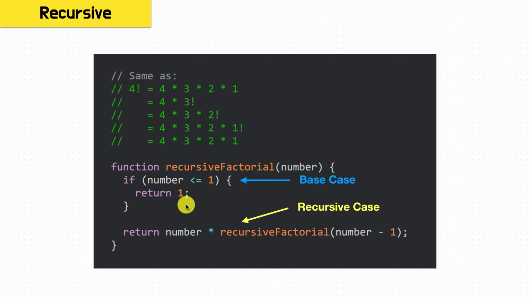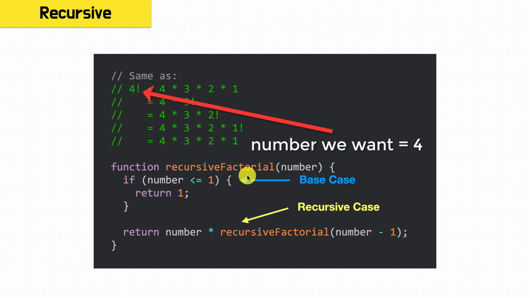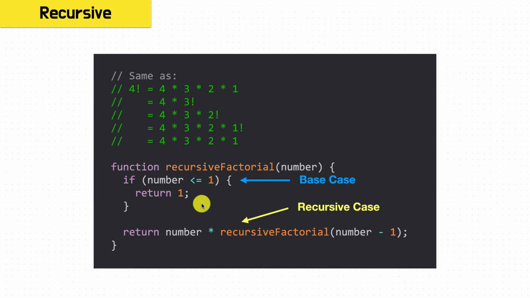So just like the iterative case started with 1 and multiplied them together, with recursion we start with the number we want, we calculate it down to this same value, and then build them up. So we start multiplying them together to calculate the solutions.